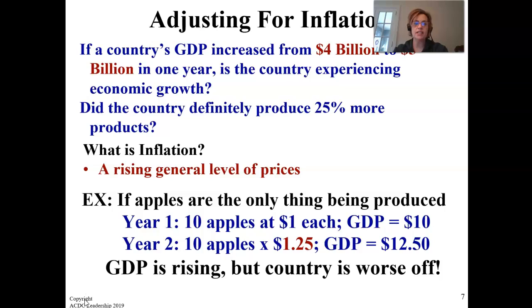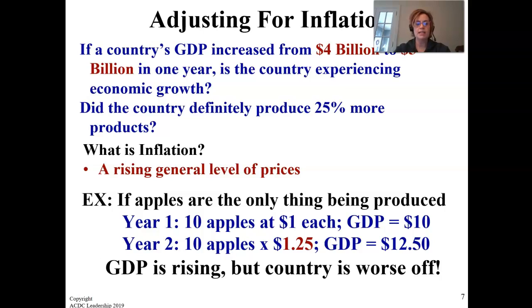If a country's GDP goes up from 4 billion to 5 billion, is the country experiencing economic growth? Did the country produce 25% more in products? What is inflation? Inflation is defined as a rise in the general level of prices.